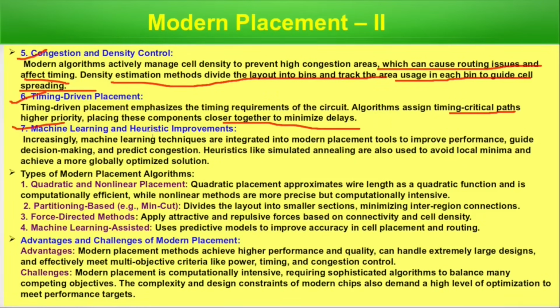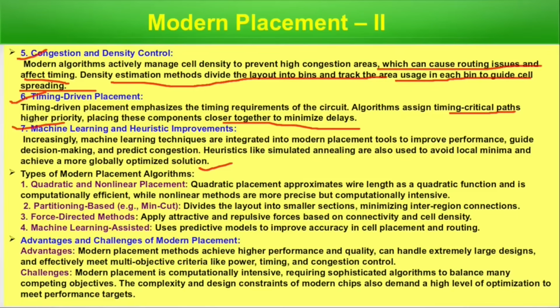Now, machine learning and heuristic improvement. Increasingly, machine learning techniques are integrated into modern placement tools to improve performance, guide decision making, and predict congestion. Heuristics like simulated annealing are also used to avoid local minima and achieve more globally optimized solutions.